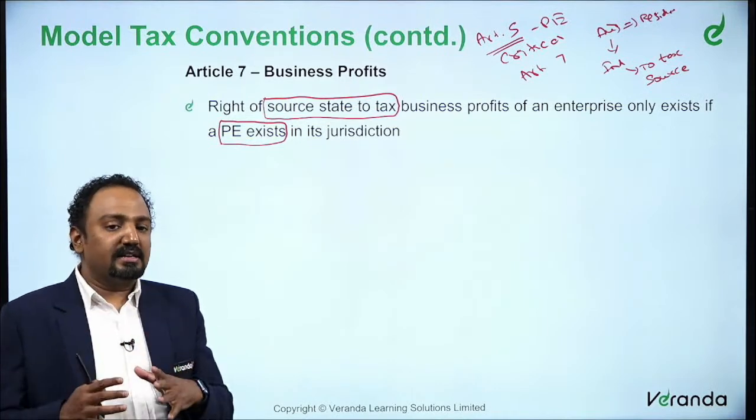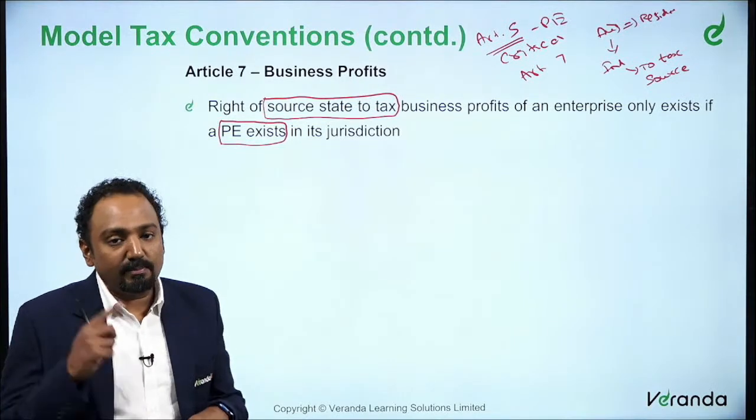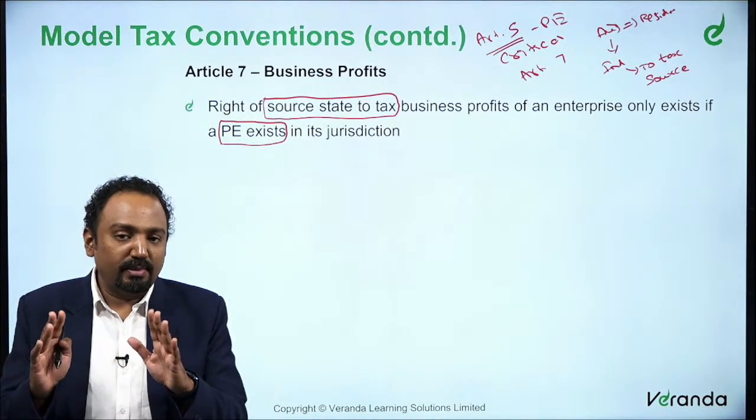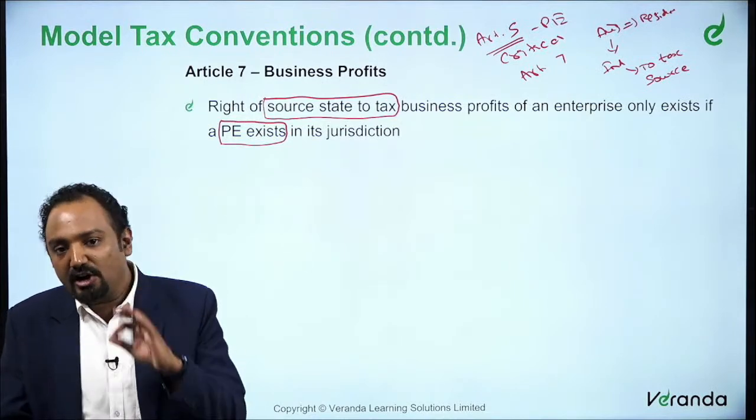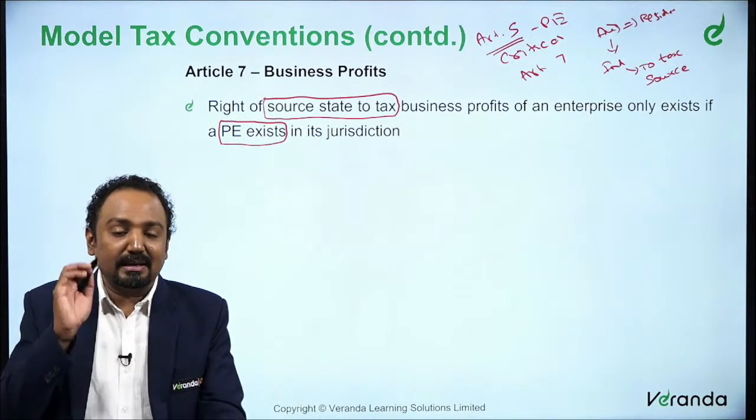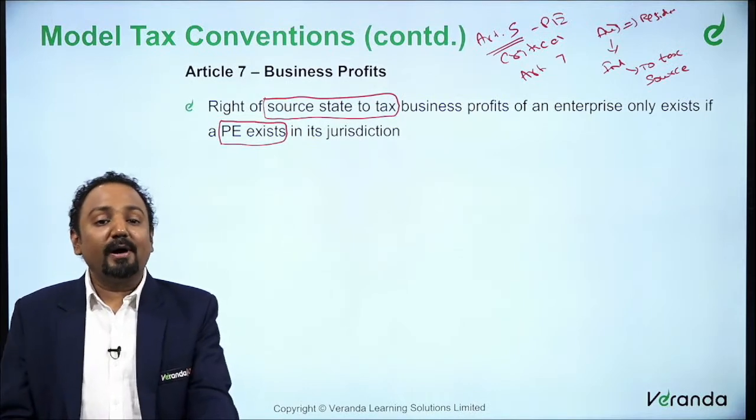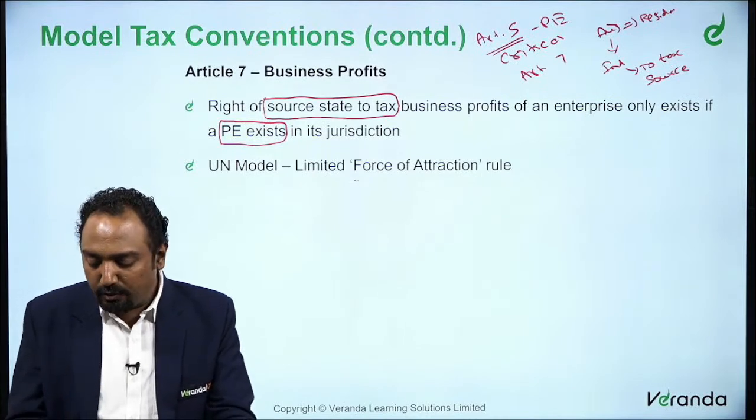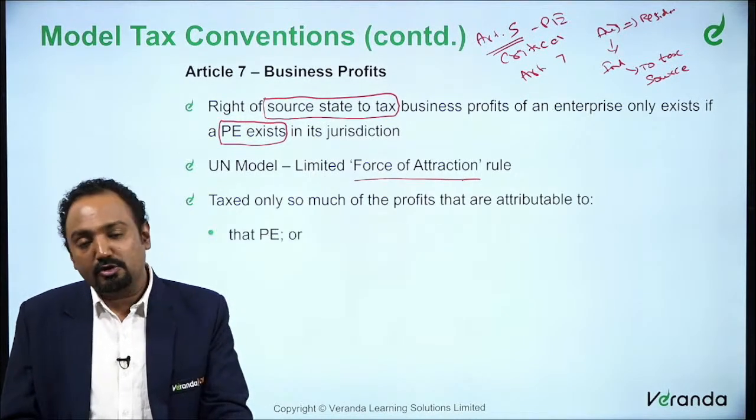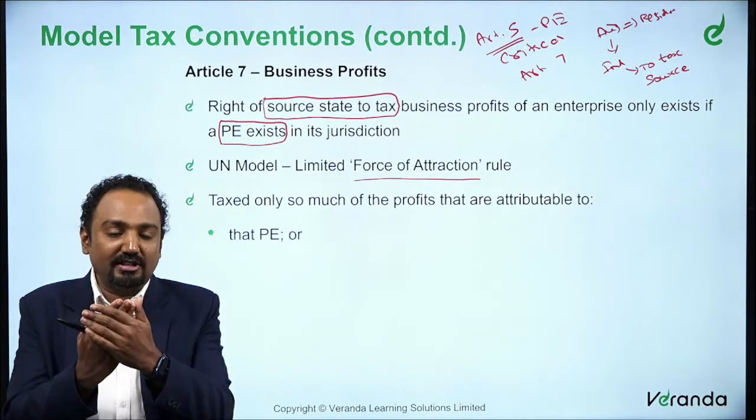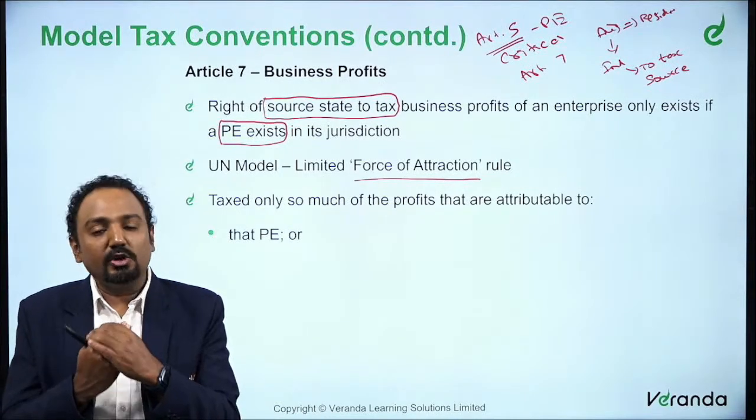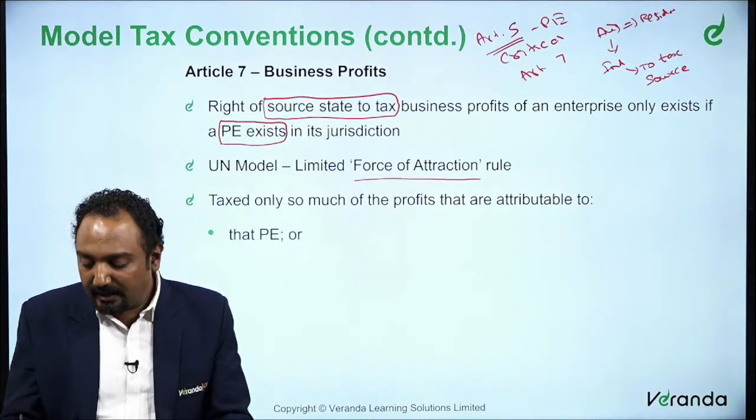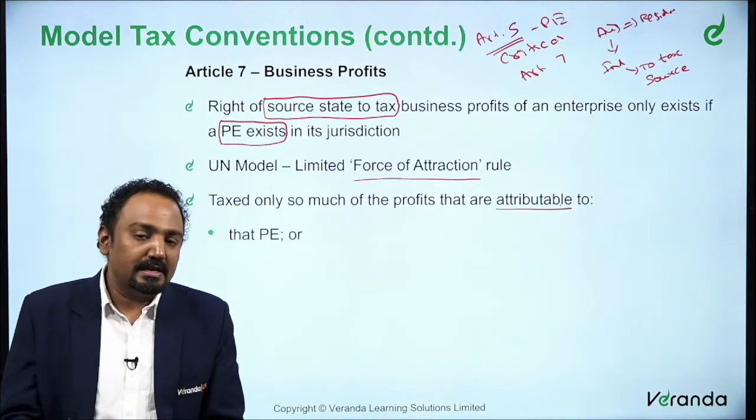So this is what Article 7 provides, both in the OECD template and the United Nations template. This is a uniform principle where business profit cannot be taxed in another state unless the transaction is happening through a permanent establishment. Just that in the United Nations, they use this force of attraction rule, that is limited force of attraction, which means only to the extent income is attracted in a particular country, you could be taxed. Similarly, the OECD also says you can only tax to the extent profits are attributable to the PE.